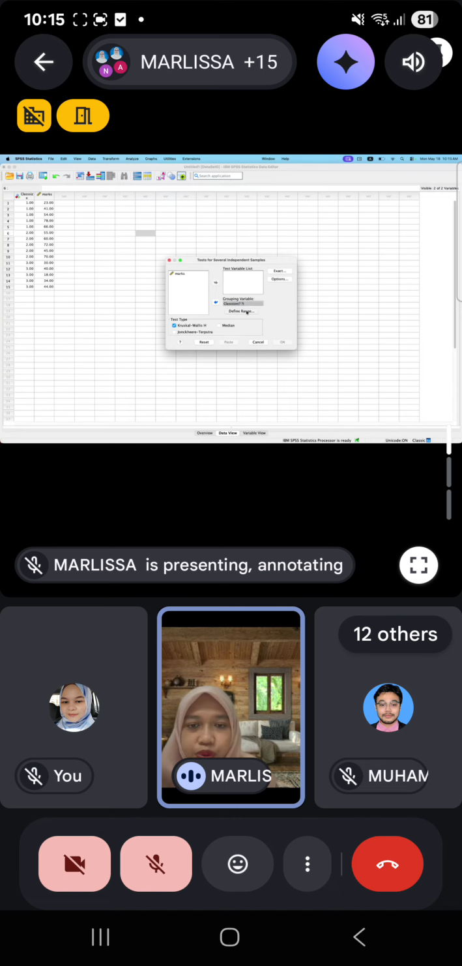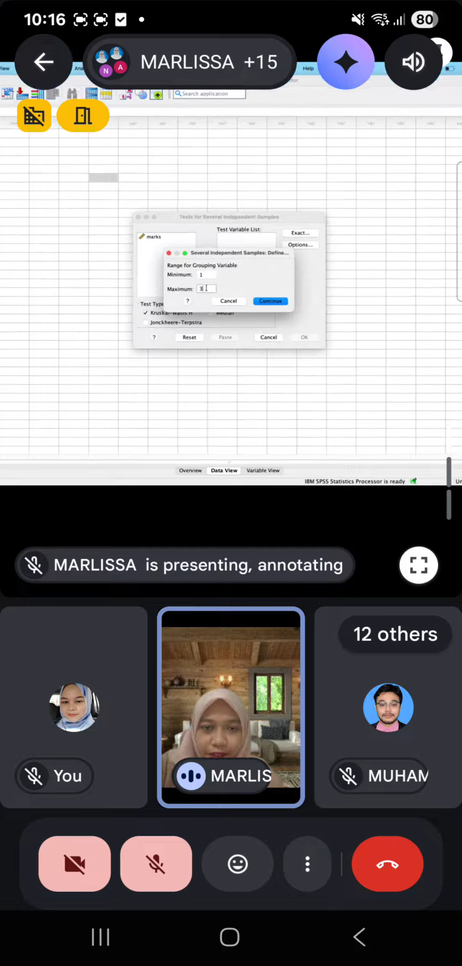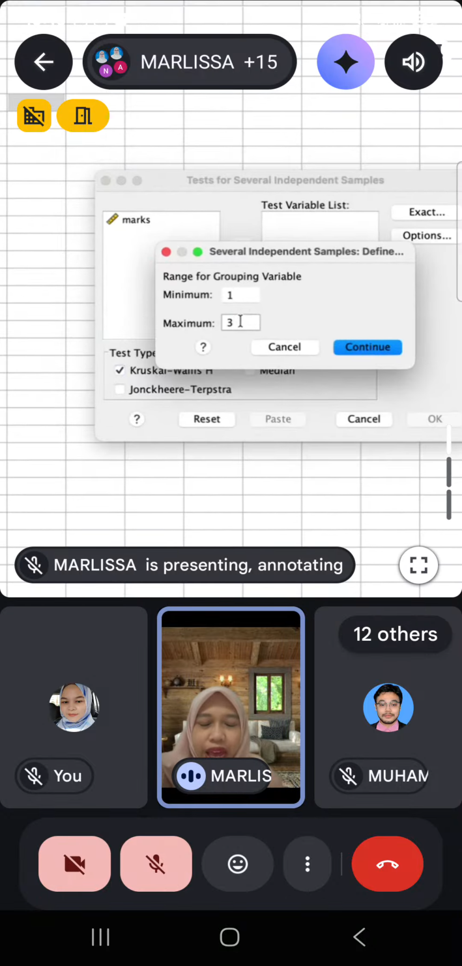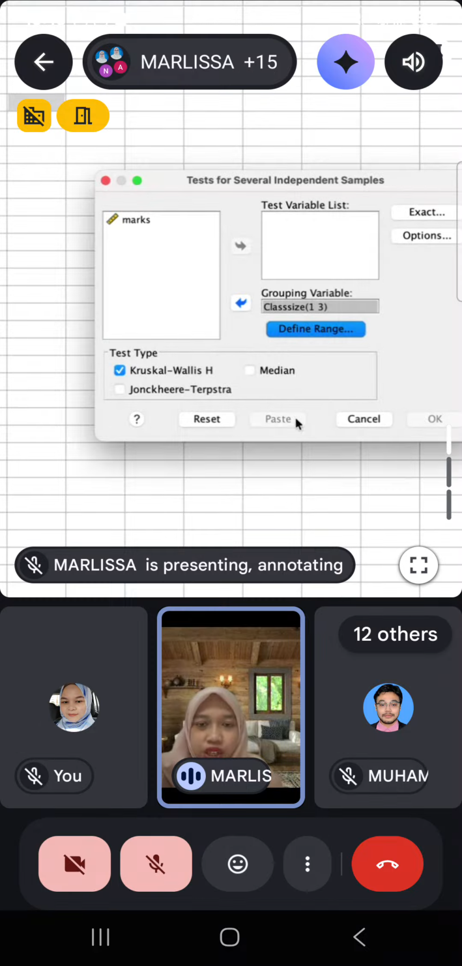So once you put the group, as usual, you have to put the grouping details. So the minimum is 1, the maximum is 3, since you have 3 groups. If let's say you have 4 groups, you need to put minimum 1, maximum 4. It depends on how many groups you have. So the maximum is the number of groups that you have or you want to compare. Okay, so next you click continue.